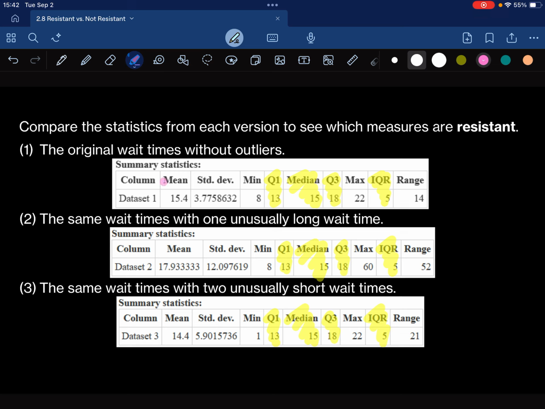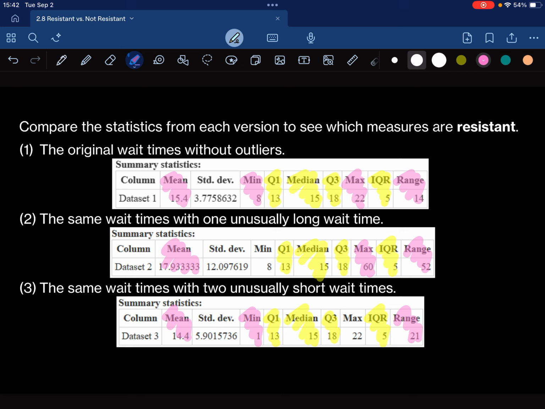The mean, which is calculated based off of all of the data, does change. In the first data set, it's 15.4. In the second data set, when we have one really big number, the mean gets bigger. And in the third data set, when we have two small numbers, the mean got smaller. So the mean is going to change depending on which direction the outlier is in. You'll also notice that the minimum changes when we have unusually small numbers, and the maximum changes when we have unusually large numbers. Based off of that, the range, which is the difference between the maximum and the minimum, also changes. So the minimum, the maximum, and the range are also not resistant to outliers.